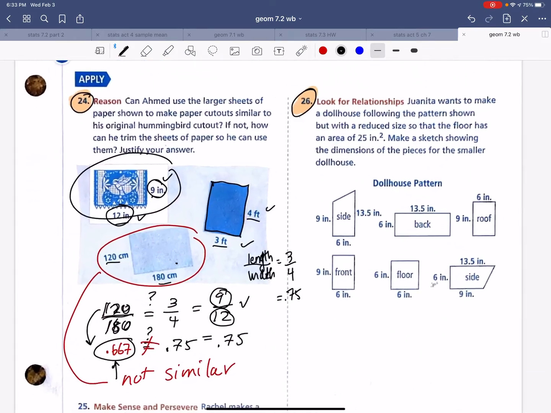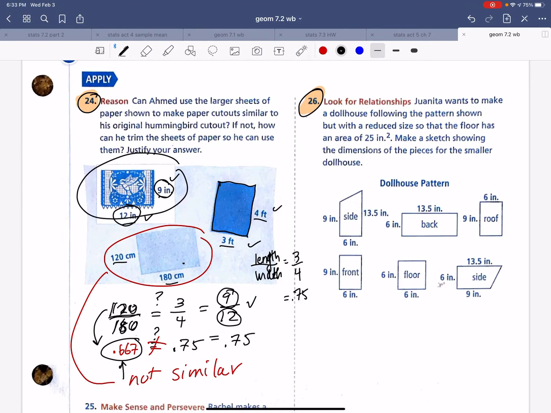Okay, now let's look at 26. Juanita wants to make a dollhouse following the pattern, but she wants to make it smaller, reducing the size so that the floor area is 25 inches. Make a sketch showing the dimension of the pieces for the smaller dollhouse.